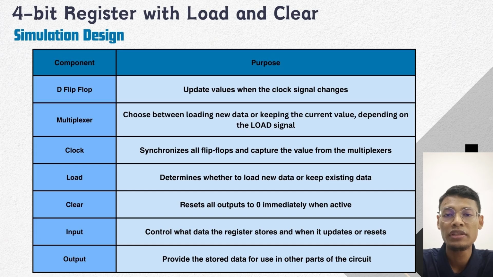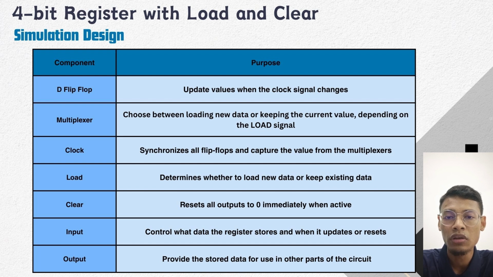Next, the simulation design for this circuit. This circuit has 7 components. The first one is the D flip-flop. The flip-flop updates values when the clock signal changes. Second, the multiplexer. The multiplexer chooses between loading new data or keeping the current value depending on the load signal.